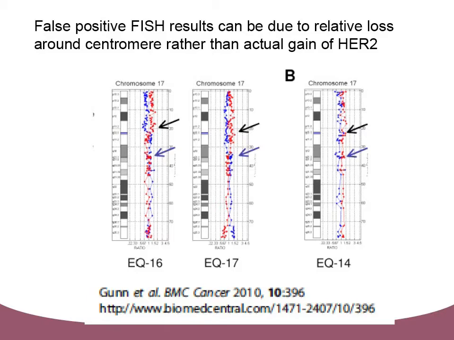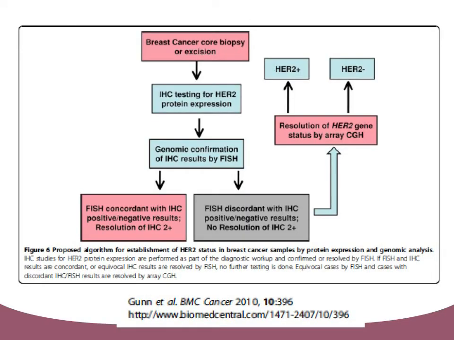They used a BAC-based microarray, so they unfortunately had to have a lot more DNA than we did in order to do this assay, but they had a number of cases that also showed that loss of 17p with a relatively normal or slightly gained 17q, but that loss of 17p was throwing off the ratio, and then also a monosomy 17 was throwing the ratio. So this is from their paper, and I think it makes good sense that if you have discordance between your immunohistochemistry and your FISH results, then one of the best ways to resolve this is by using an array and getting that whole genome information.